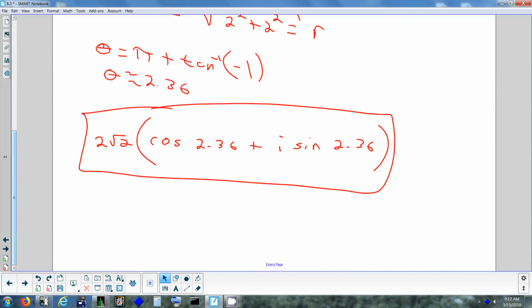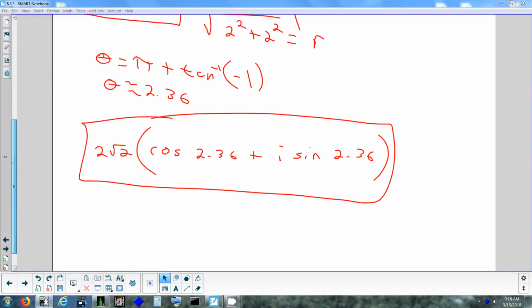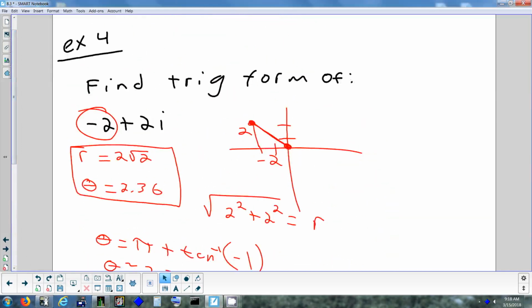I'm going to take 2 root 2 and distribute it to the cosine of 2.36. 2 square root of 2 times the cosine of 2.36. I got negative 2.0, we'll just call it negative 2, okay? Because my decimal is a little off. Negative 2. That's what I started with, negative 2.